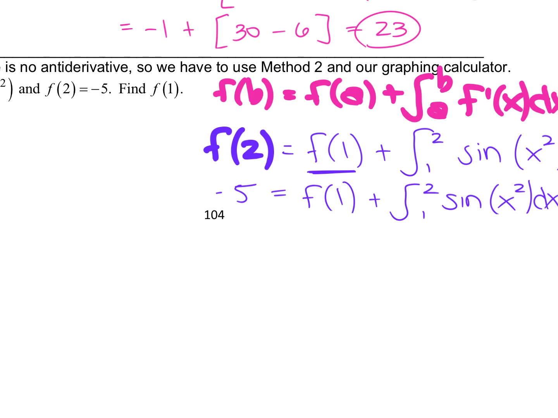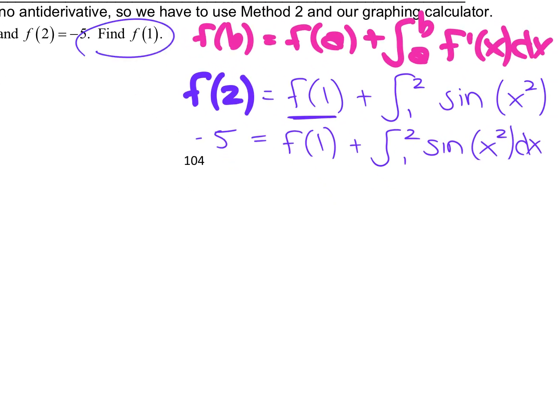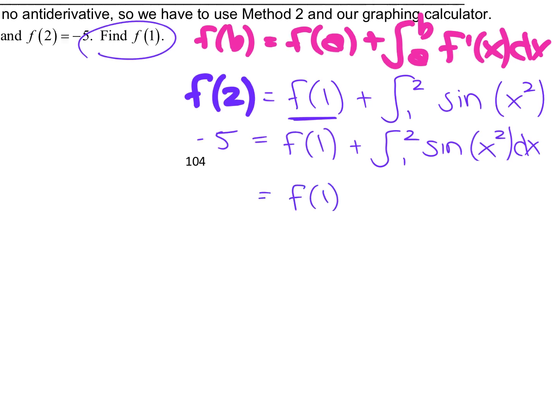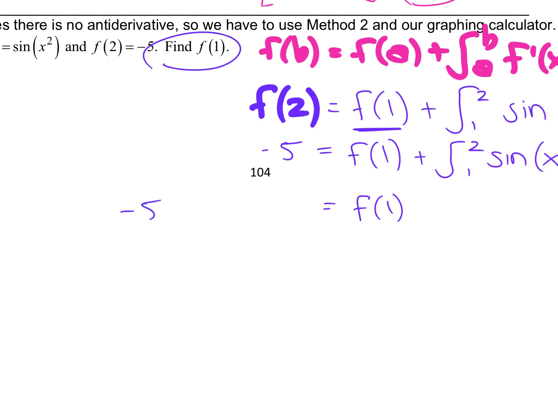You want to get f of 1? Yes, because that's what we are finding. So if I'm finding f of 1, this can be manipulated a whole lot of different ways. So I'm just going to move the entire integral to the other side. Are we okay with that? All right. Now, I'm going to pause for a minute so that we can get our calculators out, if you don't have them.